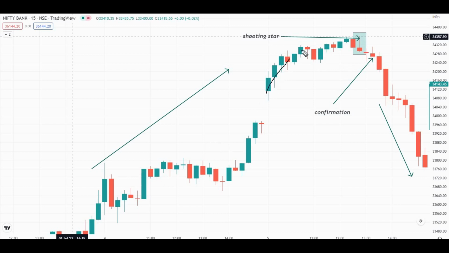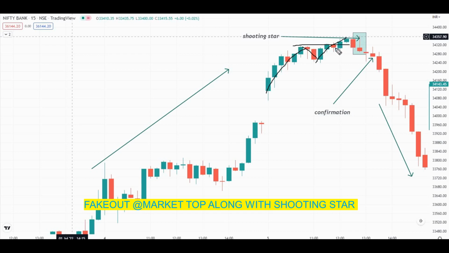See this upward movement, then sellers tried to push the prices towards the downside, but again buyers pushed the prices and broke the last swing high, but after breaking, prices immediately reversed back below this swing high, and then we saw a shooting star, and then prices broke the low of this shooting star, which is a confirmation now that we could go short here with stop loss above the last swing high, and see this huge downside movement after that.